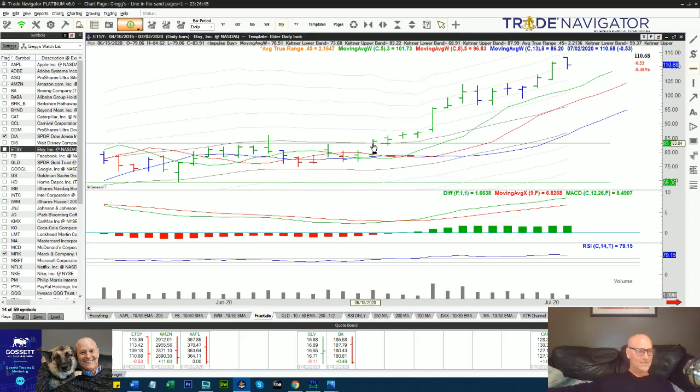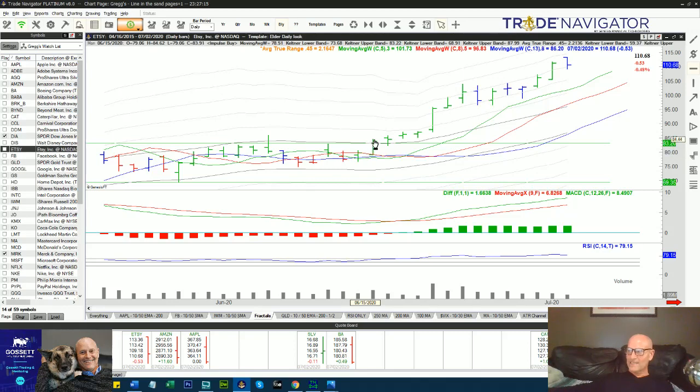Now you might just say, Greg, isn't that just a breakout? It is and it's not. Every fractal is a breakout, but not every breakout is a fractal. Make sense? Every time you have a fractal, you have a high with two lower highs to the left and two lower highs to the right.